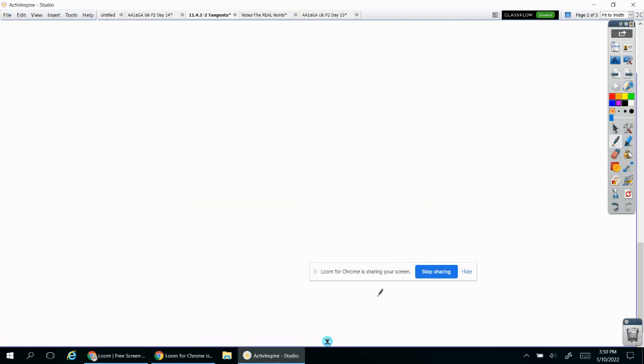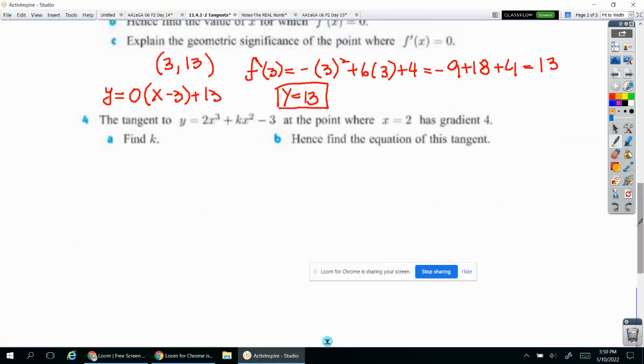Let's get some more space to write on over here. So this is the equation of the function. We have that x equals 2, and the gradient of the tangent is 4. So find k. One way of finding k will be to first find the derivative of this function and set the derivative equal to 4, because the gradient, or f prime of x, or in this case just y prime, equals 4. So let's do that.